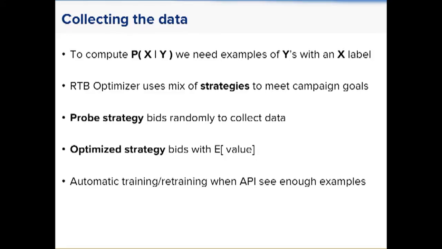So there's two strategies that are of interest here. One is the probe strategy, which basically bids fairly randomly in order to collect data. So it's kind of probing the world, sampling the world, looking for signal. And the more interesting strategy is the optimized strategy, which bids with the expected value.